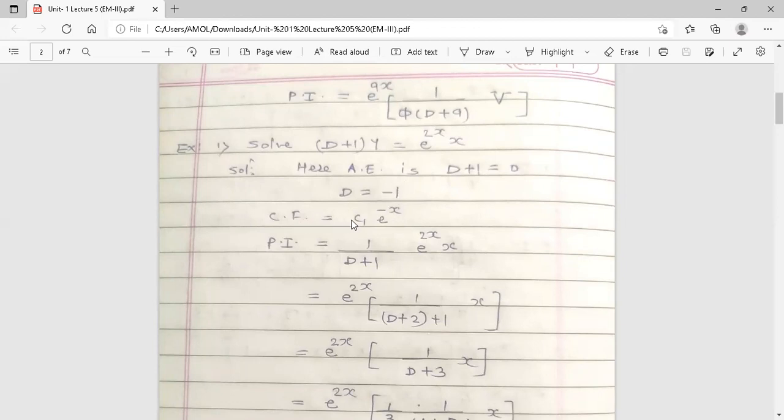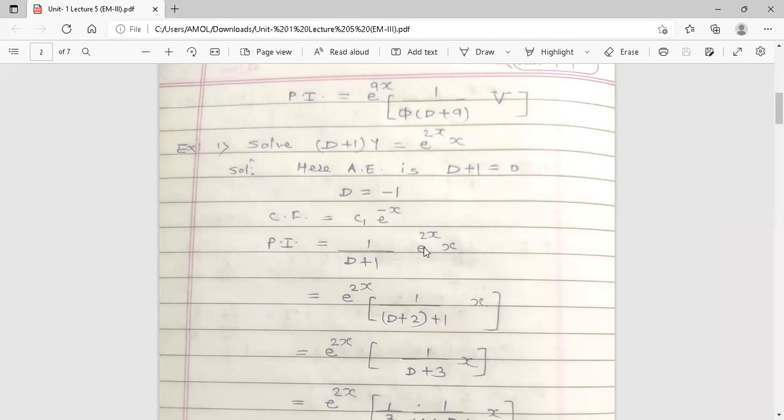Its complementary function contains only one arbitrary constant, because the degree of the linear differential equation is 1 and the order is also 1. So there is only one arbitrary constant c1 in the complementary function, and so the complementary function is c1 e raised to minus x. Now how to find the PI? The formula is PI equal to 1 upon phi of D into f of x. Now phi of D is D plus 1, so the formula is 1 upon D plus 1 into the function e raised to 2x into x.